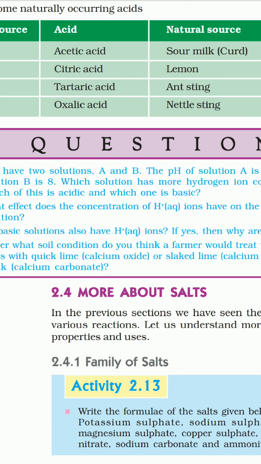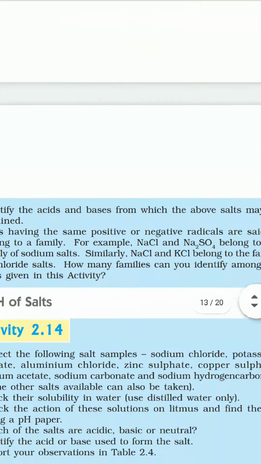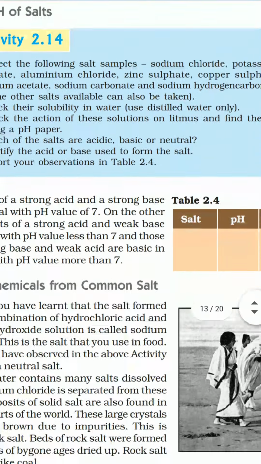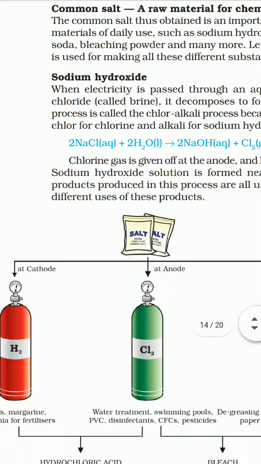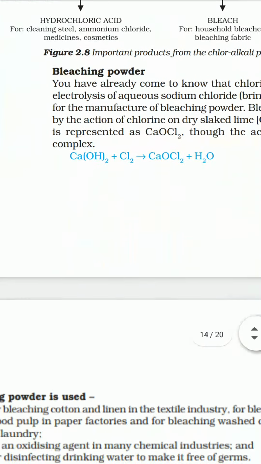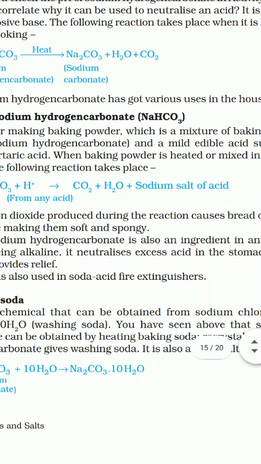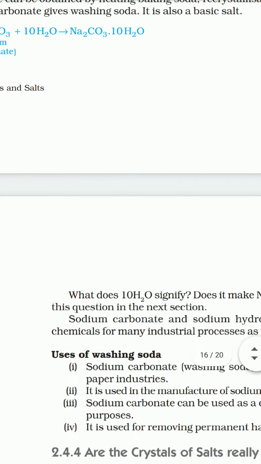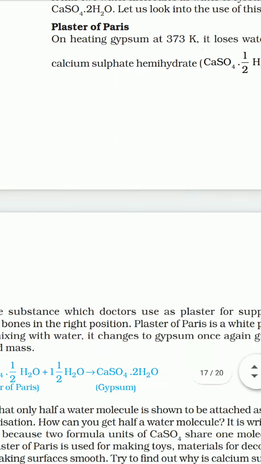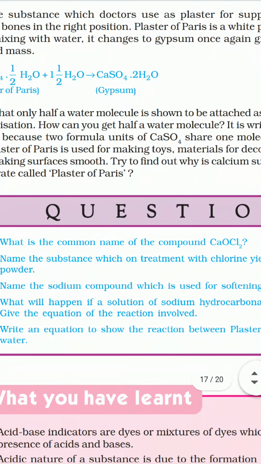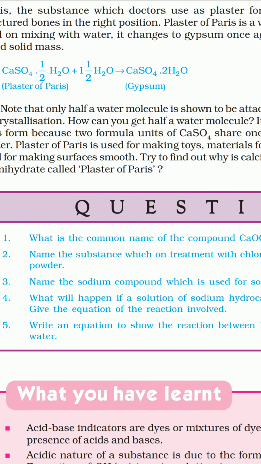Name the substance which upon treating with chlorine gives bleaching powder. Write the chemical equation of the reaction. Slaked lime is the substance which reacts with chlorine to give bleaching powder. Ca(OH)2 plus Cl2 gives CaOCl2 plus H2O. Next question: name the sodium compound used for softening hard water. That is washing soda, Na2CO3.10H2O, or sodium carbonate decahydrate.